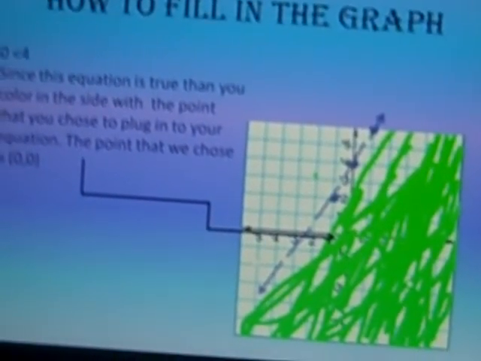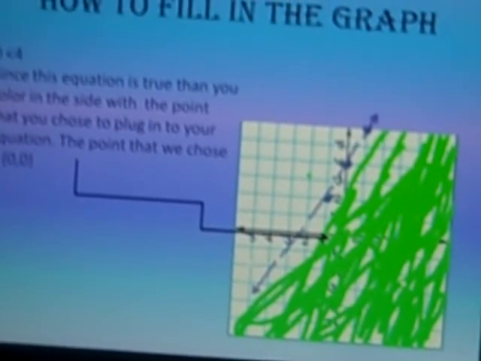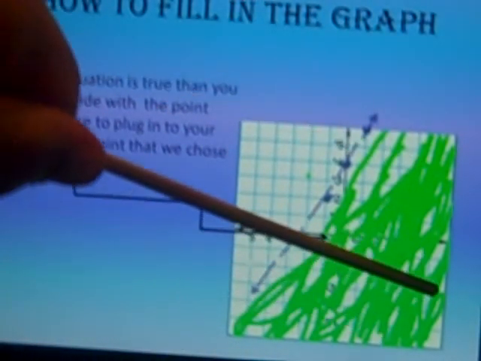How to fill in the graph. Since this equation is true, then you color in the side with the point that you chose to plug into your equation. The point that we chose was 0, 0, so we colored in the spot where 0, 0 was in.